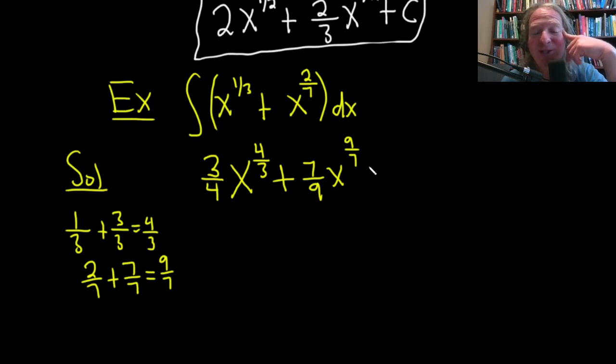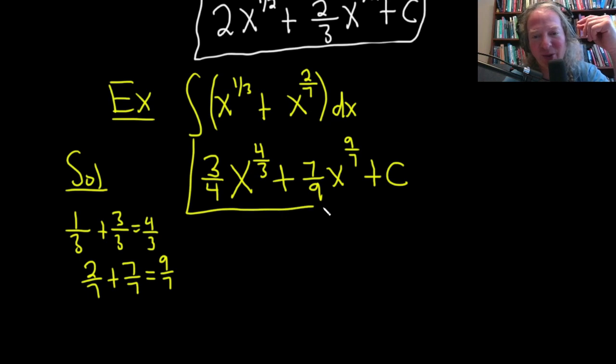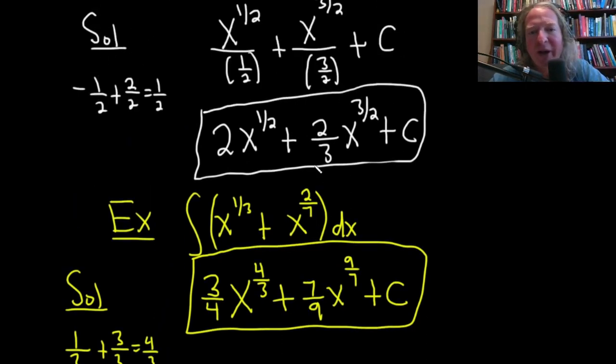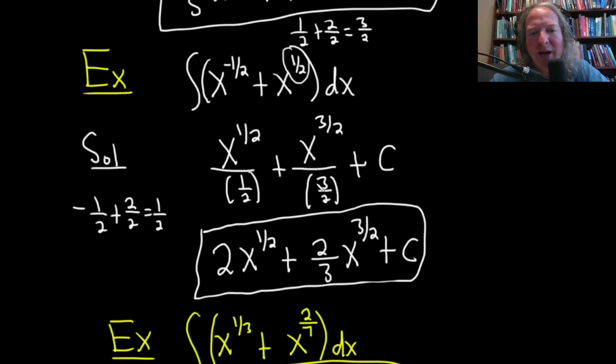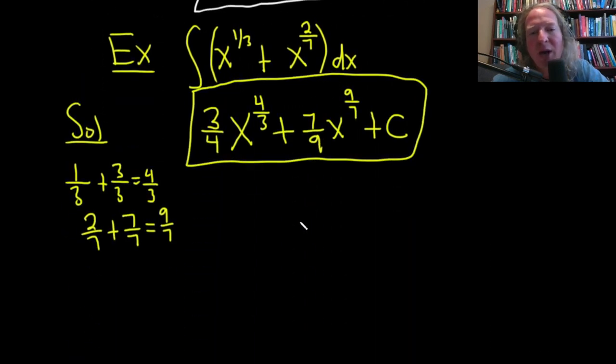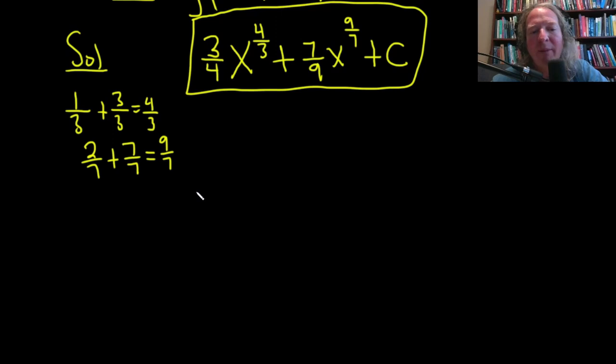But that's not it. We're still missing something super important. It's the plus c. So whether or not you're comfortable skipping this step is up to you. It's a personal choice. If you want to show it every time, that's fine, right? We did that up here. We divided by 1 half, here we divided by 3 halves, and then we flipped it when we multiplied by the reciprocal. So it's up to you whether you show those steps or not. Let's do another one.